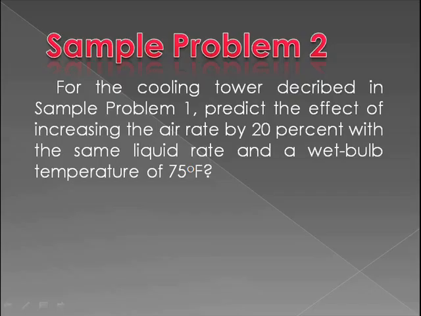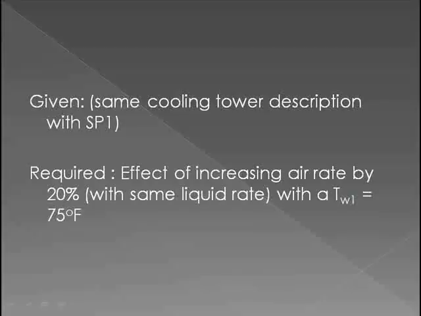For the cooling tower described in sample problem 1, predict the effect of increasing the air rate by 20% with the same liquid rate and the wet bulb temperature of 75 degrees Fahrenheit. For the given, we are to use the same cooling tower description as sample problem 1. For the required, we are asked to find the effect of increasing the air rate by 20% with the same liquid rate with a wet bulb temperature equal to 75 degrees Fahrenheit.